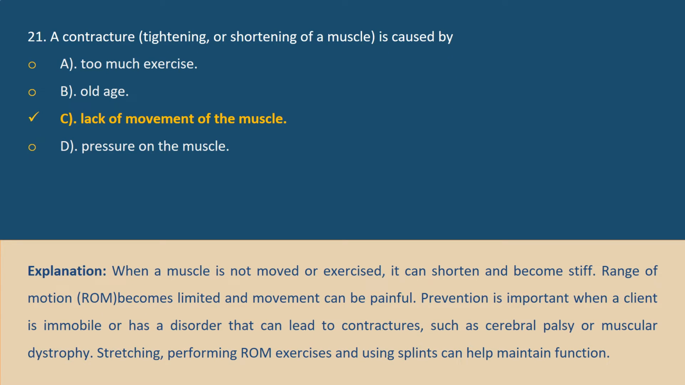Answer C. Lack of movement of the muscle. Explanation. When a muscle is not moved or exercised, it can shorten and become stiff. Range of motion (ROM) becomes limited and movement can be painful. Prevention is important when a client is immobile or has a disorder that can lead to contractures, such as cerebral palsy or muscular dystrophy. Stretching, performing ROM exercises, and using splints can help maintain function.